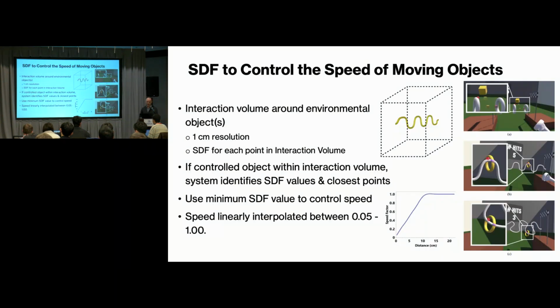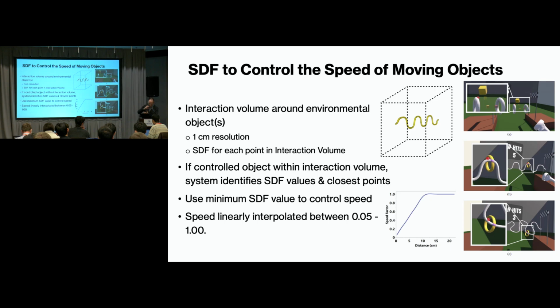So what we did here is we created some tasks where people have to go either through a series of rings or tori, or follow a wire like in the normal buzz wire task, or follow a very complicated wire where you have to take this ring and move it along the wire. For this purpose, we created a signed distance field around the objects, so around the obstacles, with 1 centimeter resolution in Unity, and computed the SDF for each point in that volume.